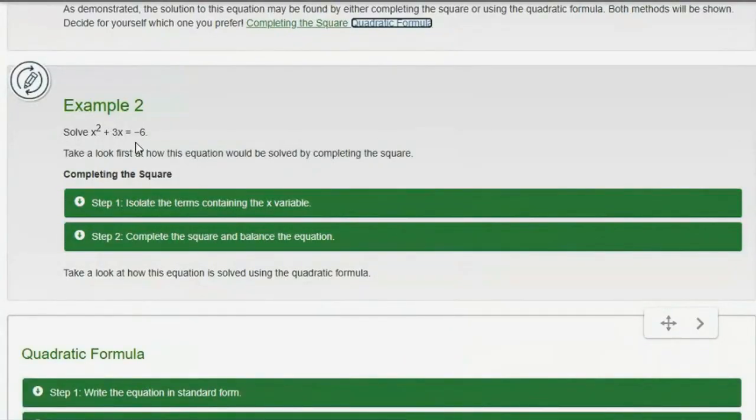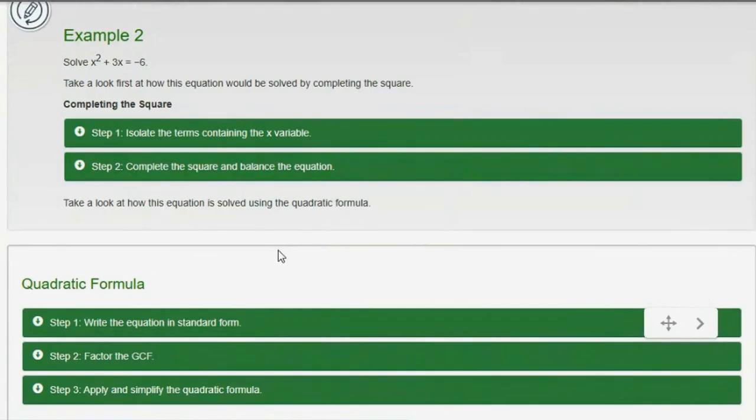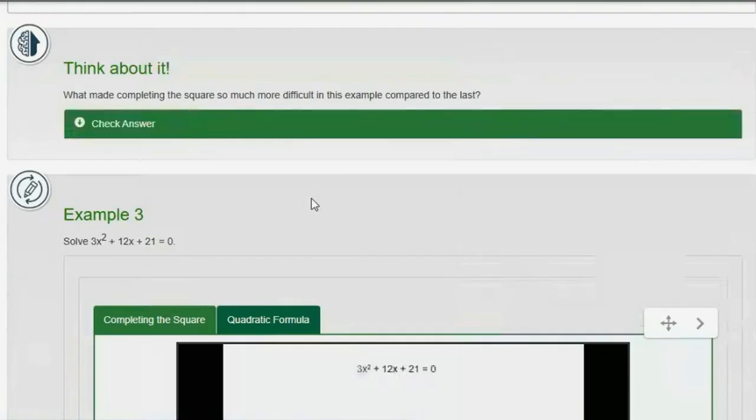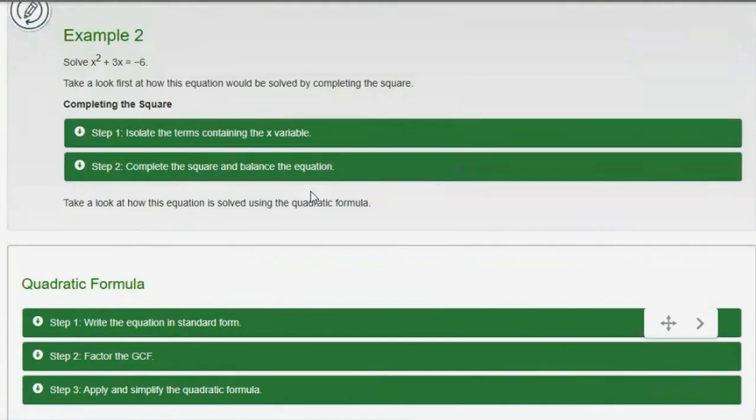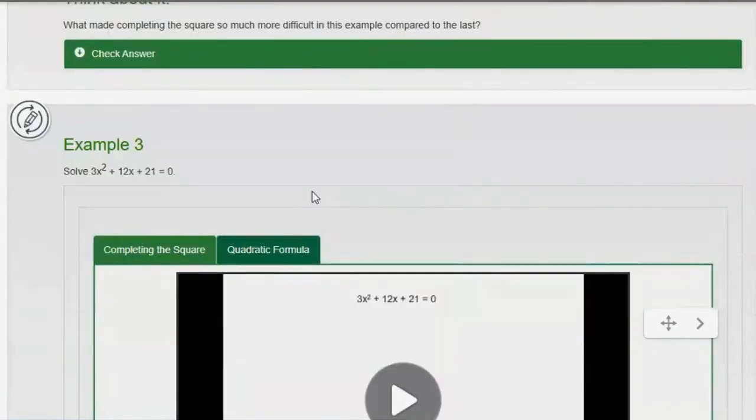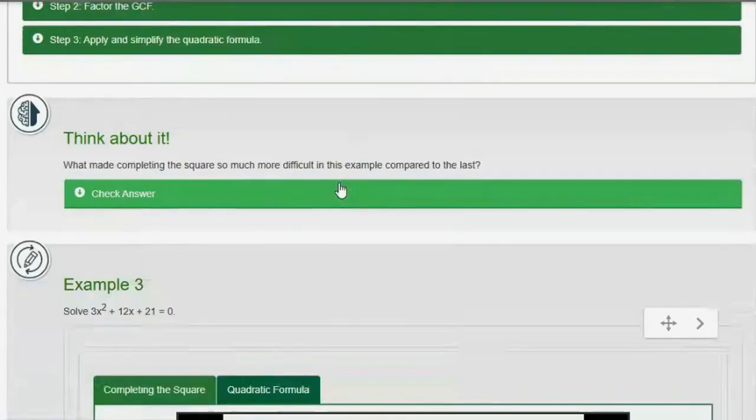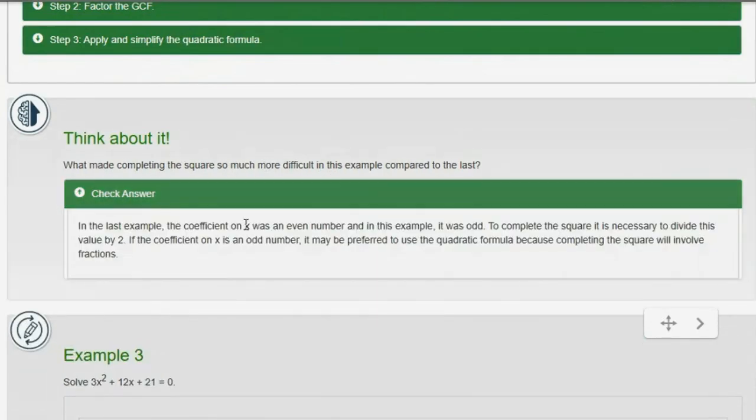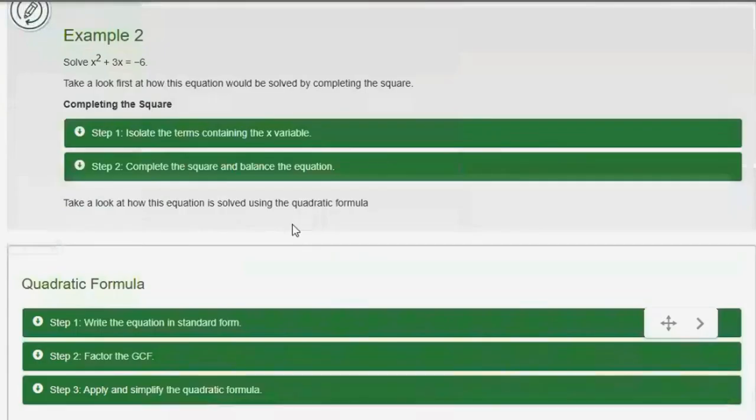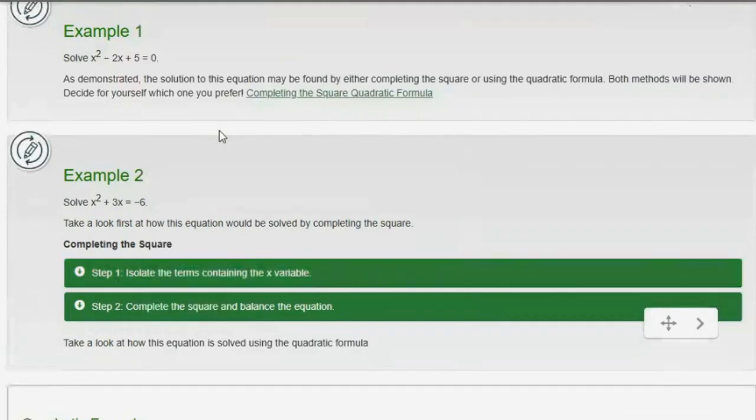Solve x squared plus 3x minus 6. So first they're looking at it by completing the square, and then it says you can take a look by the quadratic formula. I'm going to go down to this video one because they've got both of those for you there. So if you prefer one or the other, look at those examples. But apparently in this one, completing the square was a lot more difficult because the coefficient was different.